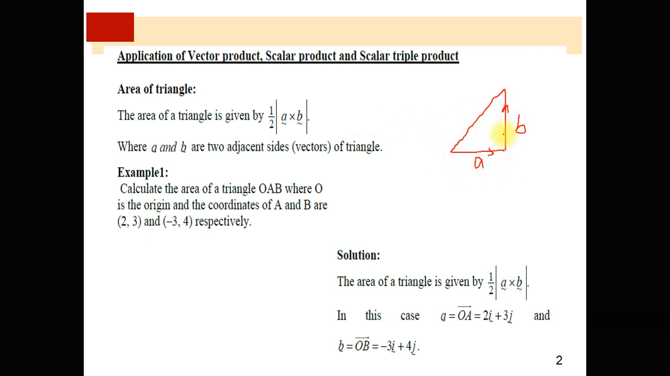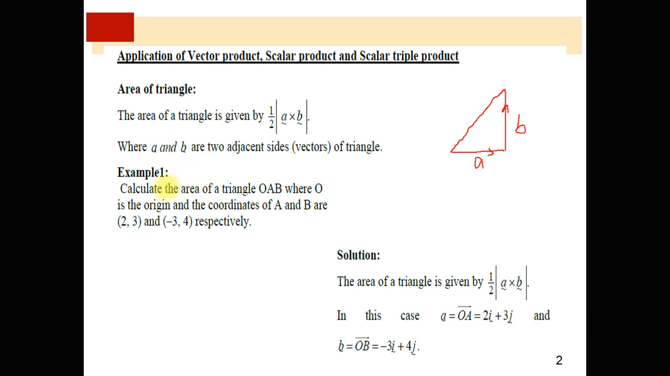I consider these two vectors. Suppose these are the adjacent two vectors. So the magnitude of the cross product of any two adjacent sides of a triangle divided by 2 gives the area of a triangle. If we divide the magnitude of the cross product of any two adjacent vectors of the triangle by 2, then we obtain the area of a triangle.